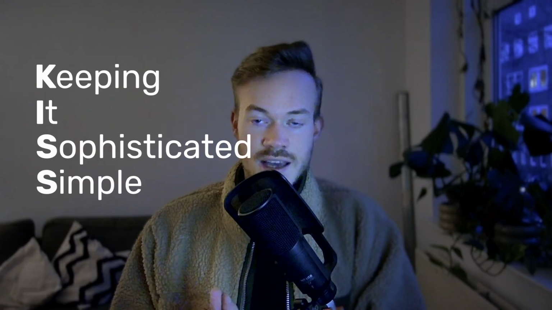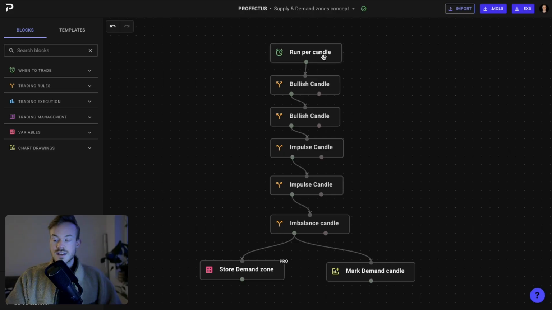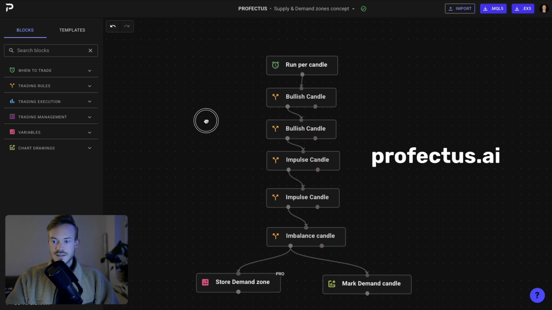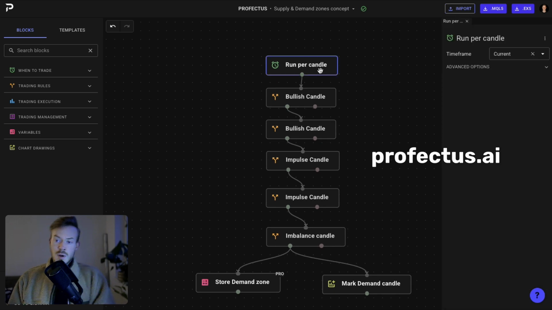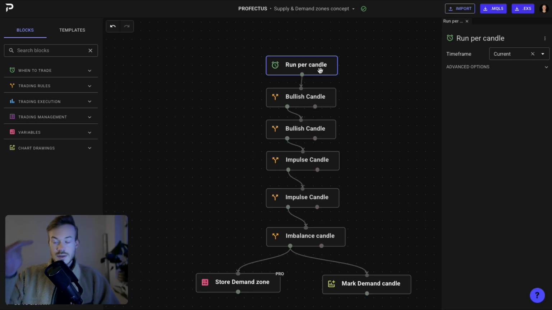Simply following the KISS principle, keeping it simple, because in the end you can always make it more complex over time. Let's get into the building blocks within Perfectus AI, starting with the top block. The underlying logic in Perfectus AI is that you are building decision trees, and you read them from top to bottom following the connections.